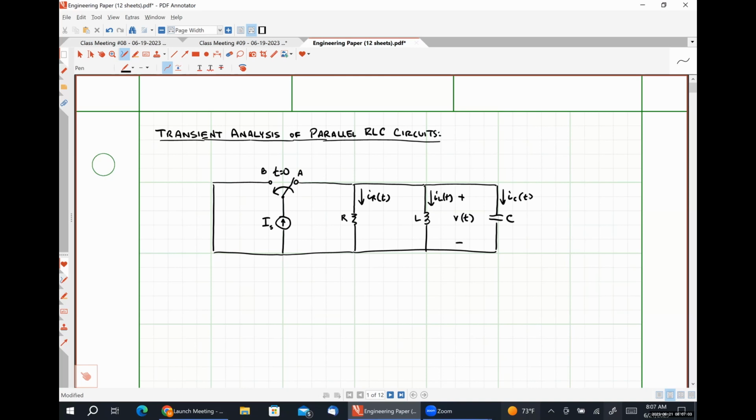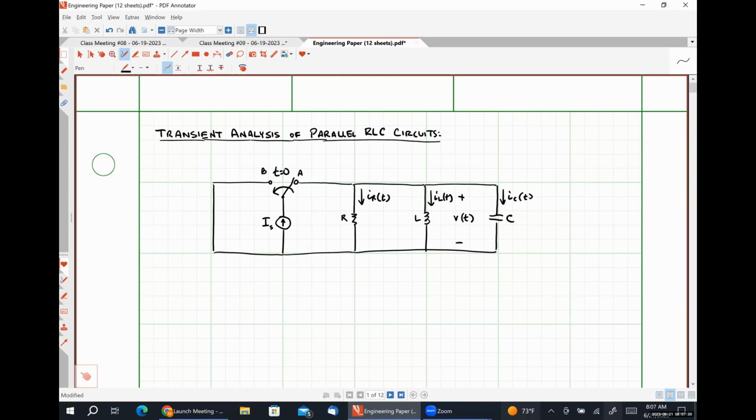A very long time after our switch has changed states, the inductor will have fully discharged, meaning that the resistor has converted all of the stored energy into heat, and we should see that all of our currents and voltages are 0, reaching a second DC steady state condition at what I'm going to call t is equal to infinity.